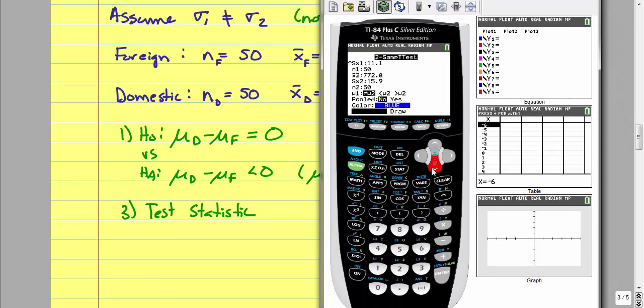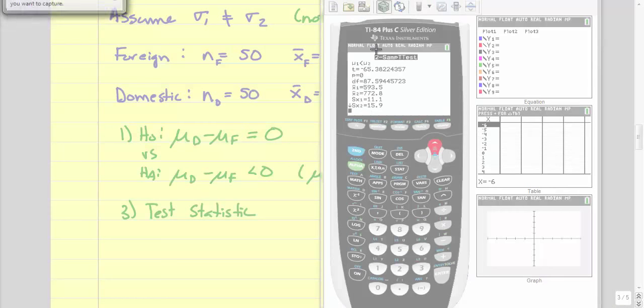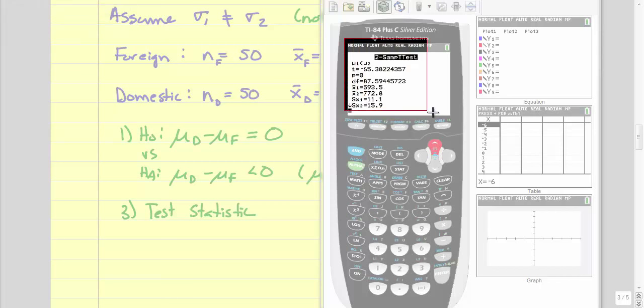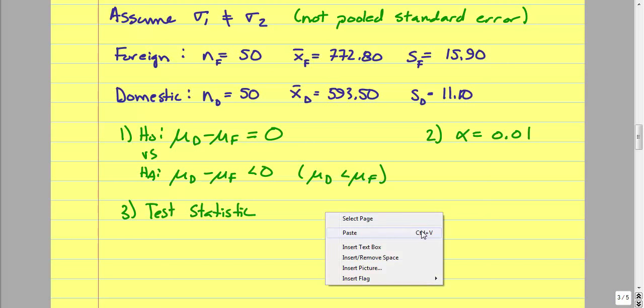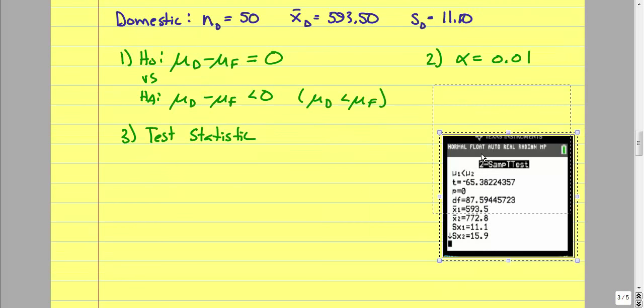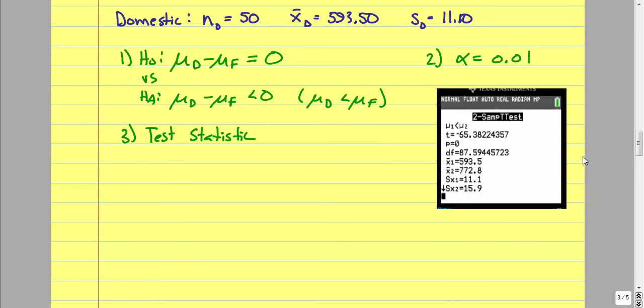And we don't really care about our curve sketch, we just want to go ahead and calculate. And this gives me quite a bit of information here. It gives me sample size, means, standard deviations that I entered, but the most important stuff is right here at the top. So let's take a screen snip of this and pull it into the lecture. So we can see from this information that this is my test statistic.